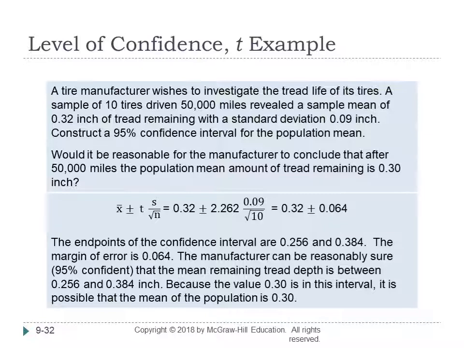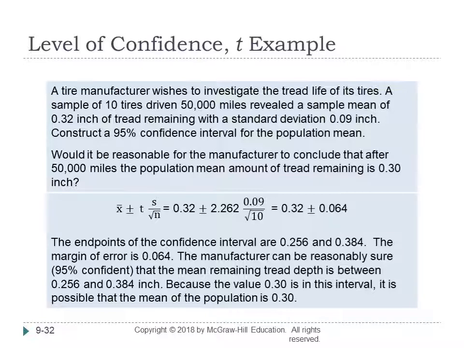In this case, the sample size is 10 tires. The mean turned out to be 0.32, and the standard deviation, now this is for the sample, 0.09. The standard deviation for the population is unknown. We want a 95% confidence interval for the population mean.